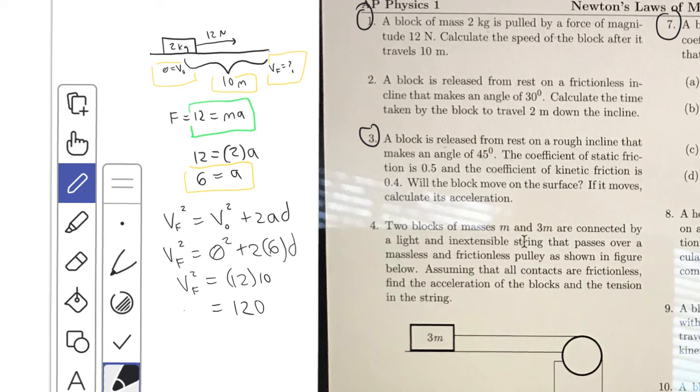So we have 120. We have v squared equals 120. So clearly the final velocity is the square root of 120, which is approximately 10.96. Okay.